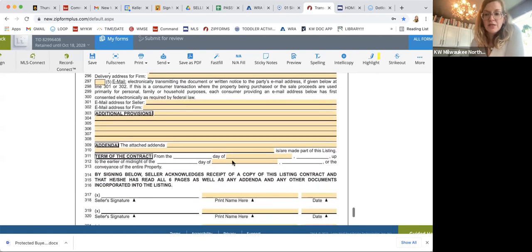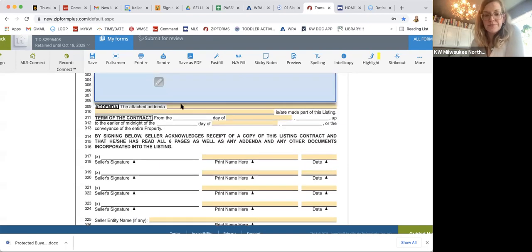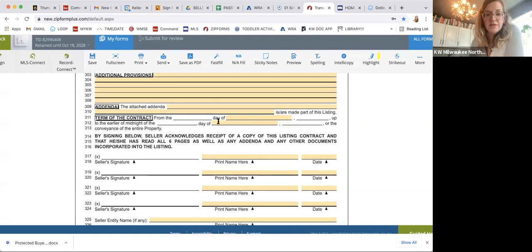Additional provisions. If there's anything that you want to add to the listing contract, you can use these lines. Any additional addenda, if you're working with an attorney who might have their own addenda to add, you would place that there, or name that there, I should say. I don't think it's necessary to write in things like the KW disclosure. I do out of practice. I don't think it hurts anything.